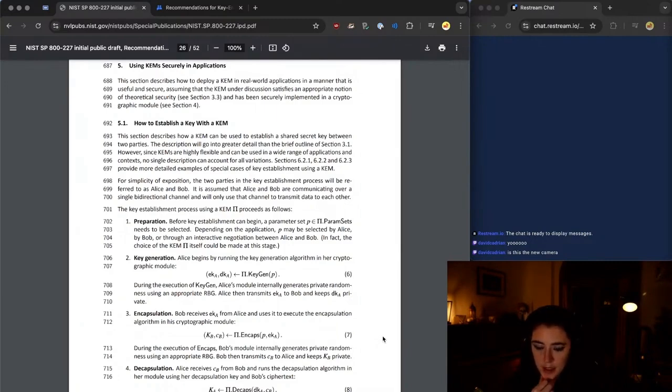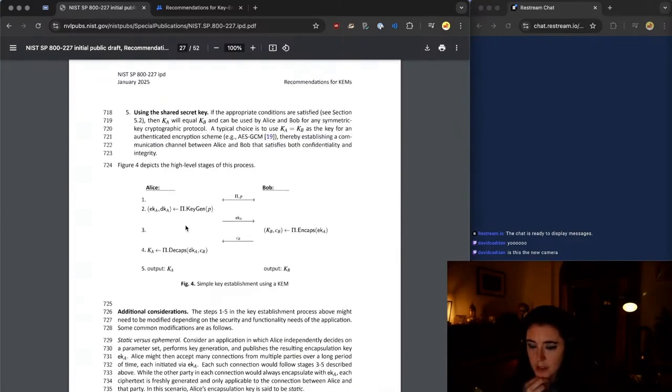But it's mostly a question of interoperability. Anyway, we don't really care about that. We care about the RSA KEM they cited. So I'm going to skim. Yeah, this is figure 4.